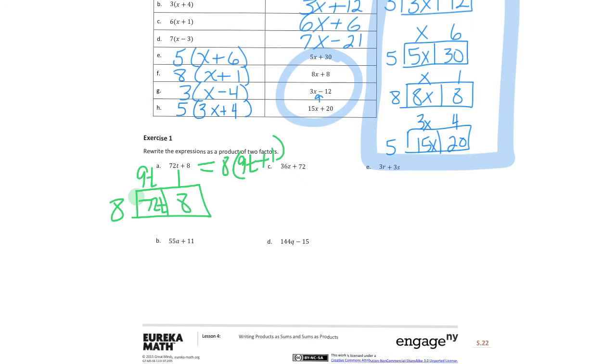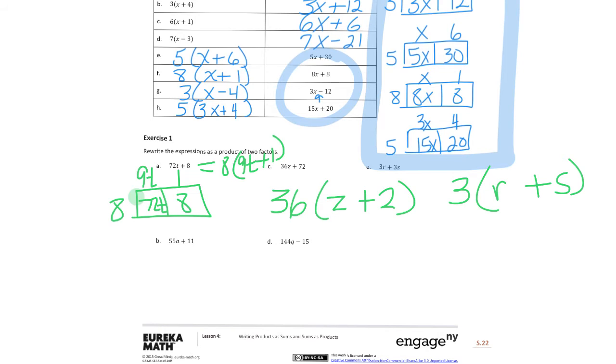All right, on the next one, thinking to myself, what goes into both of them? 36. And then I divide them both by 36, and so the first term is going to be z, and the other one's going to be 2. For the next one, I can see that 3 will go into both of them, and then 3 times r is 3r, and 3 times s is 3s.